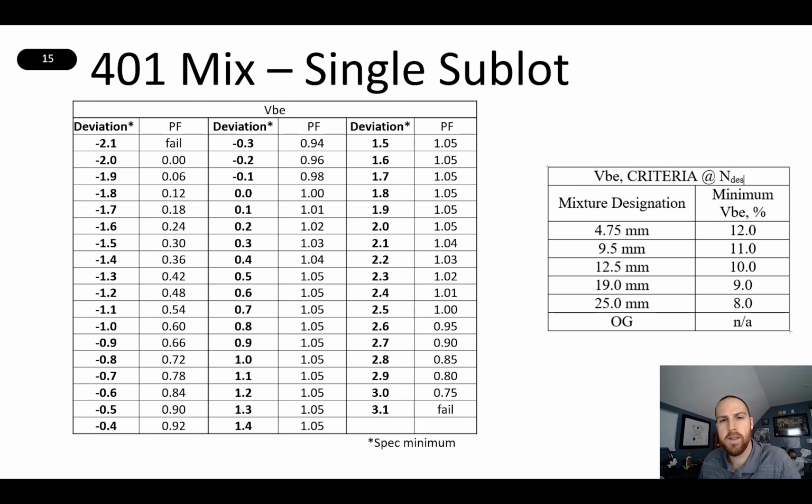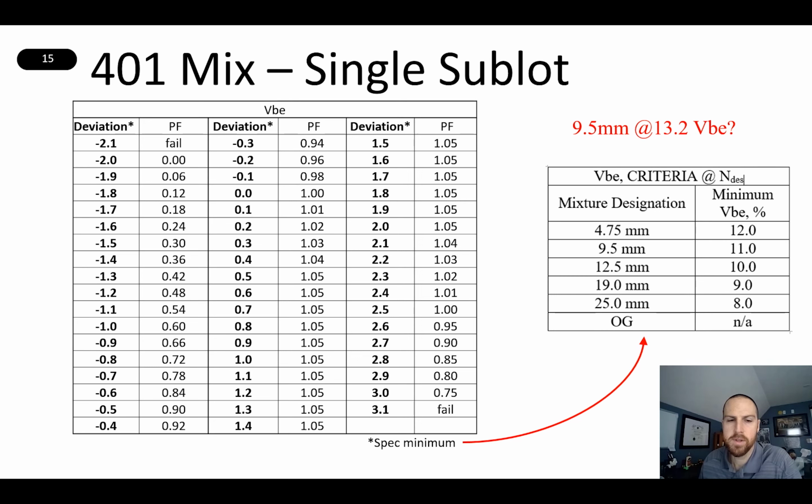Here is a lookup table for volume of effective binder, and this is based on deviation from spec minimum. Spec minimum is also in the specs. So what would be the pay factor for a 9.5 millimeter mix at 13.2% VBE?